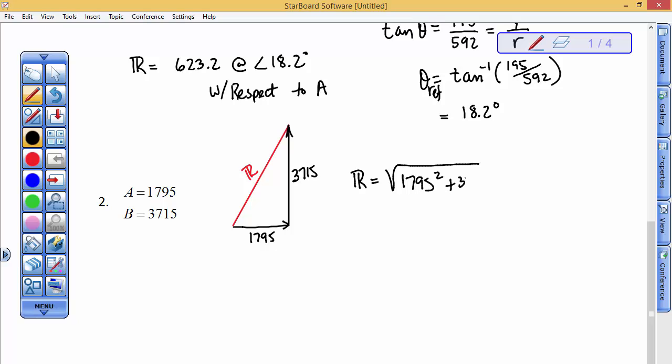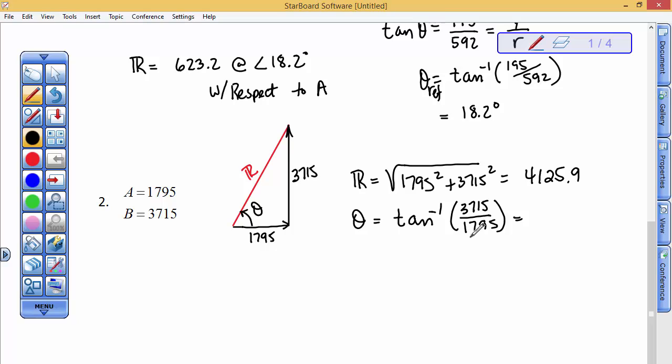and we get 4,125.9. And then to find theta, we're going to take the inverse tangent of the side opposite divided by the side adjacent. Again, I'm going to note for you that this is the angle called theta, and that turns out to be 64.2 degrees. And to describe my answer, I have to not only give the magnitude, but I have to give the angle, and I have fully described this vector quantity. Okay, let's look at the next piece.